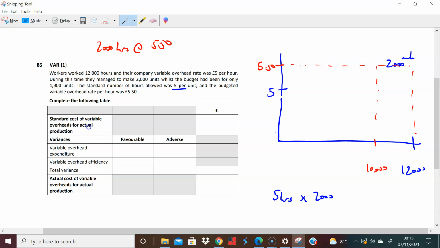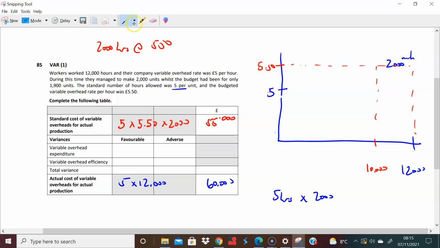So it says, first of all, what's the standard cost of variable overheads for actual production? So you expect to use 5 hours to make each unit. You expect to pay £5.50 for each of those hours. So therefore, for 2,000 units, you are looking at 5 times £5.50 times 2,000, which is equal to 55,000. So you are looking at spending 55,000. That's the plan. But you actually spend 5 hours times 12. I'll just change my pen color for that as well. Blue. And so £5 an hour times 12,000 hours, and that's 60,000.